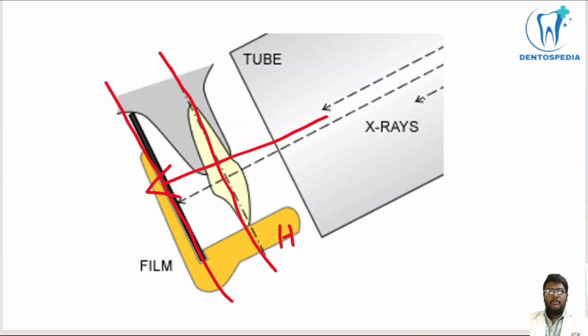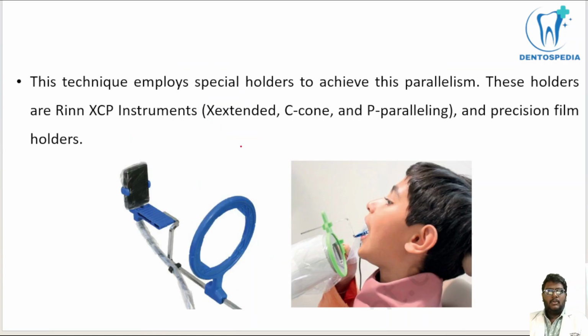Okay, and then we are projecting the X-rays perpendicular to both of them, and we are using specialized holders for this. So, for example, ring XCP instruments are specialized holders for this technique. You can see the patient is being exposed to the X-rays, and the film is placed inside the mouth with the help of a holder. Here we are not using the finger holding method like in the previous technique.